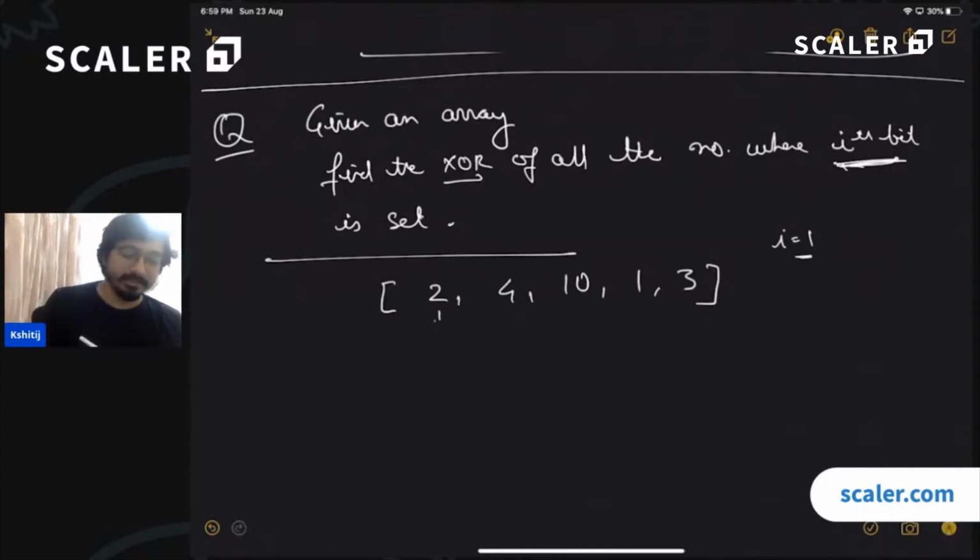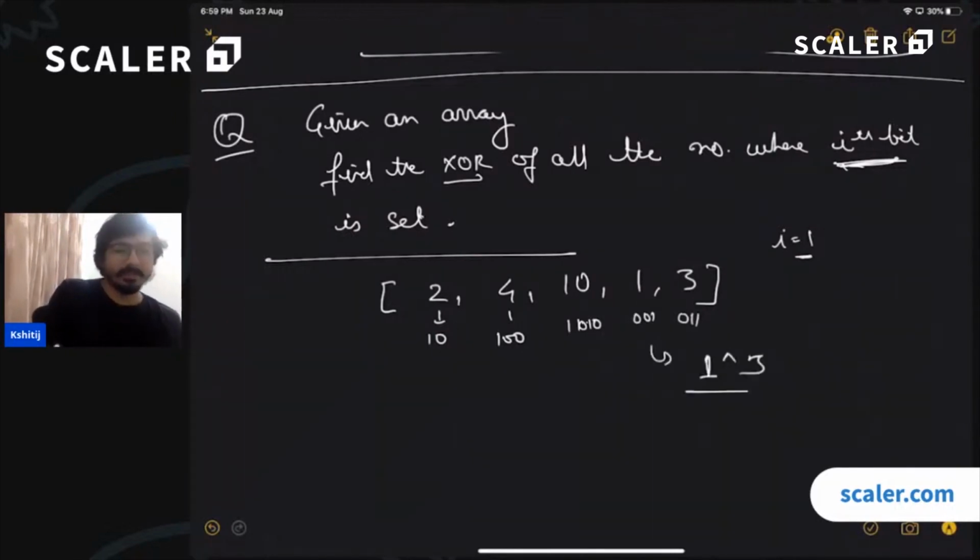So for example, 2 does not have a set first bit because 2 is 1 0. 4 also does not have. 10 also does not have. 1 has a set first bit. 3 also has a set bit. So the answer that you will be returning is going to be 1 XOR 3.